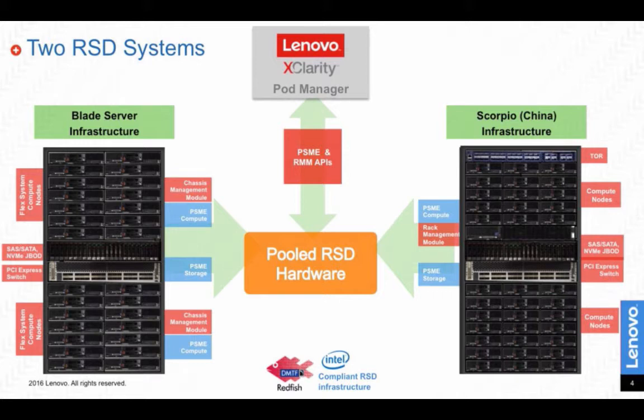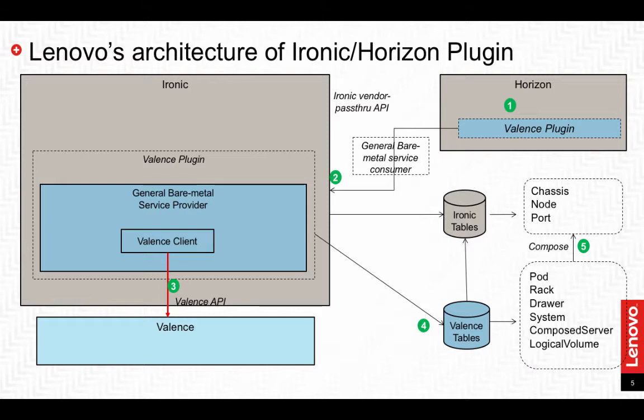So for current users of OpenStack, to talk to the rack-scale defined hardware, we provide the Ironic and Horizon plugin here. Basically, in the user scenario, when customers request a system from Horizon, it talks through the vendor pass-through API to Ironic, and Ironic gets the data from Valence. Here we create a database called Valence tables, where we store the rack-scale defined hardware information.